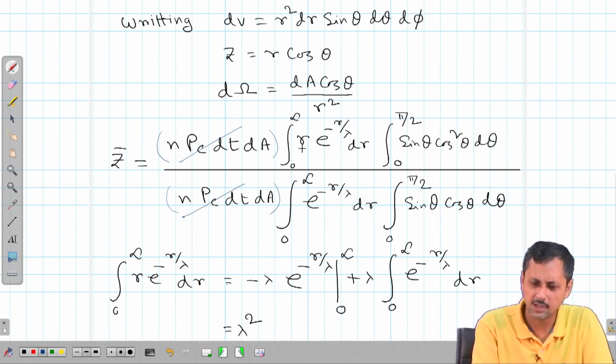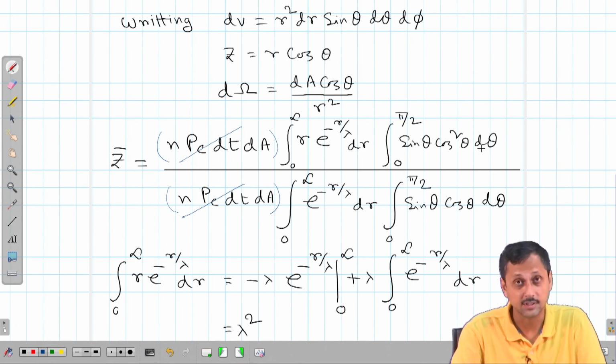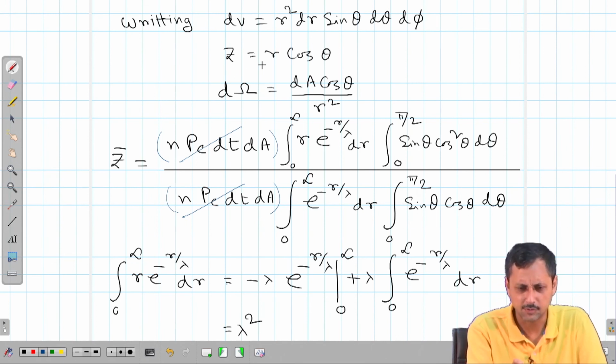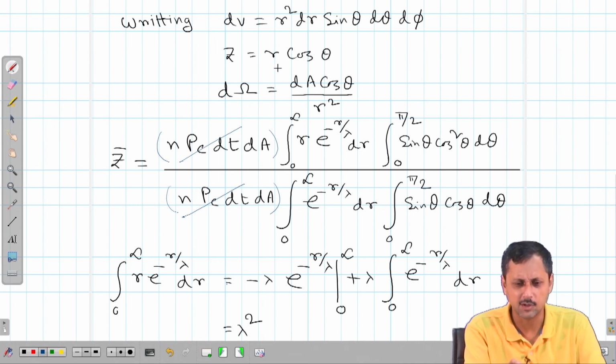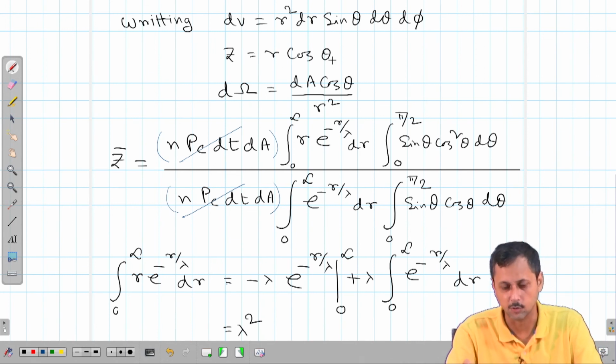leaving behind 0 to infinity r e to the power minus r by lambda dr and 0 to pi by 2 sin theta cos square theta d theta in the numerator, and in the denominator 0 to infinity e to the power minus r by lambda dr, because r is not there in the denominator, and of course there is 1 cos theta which is missing because we have z equal to r cos theta in the numerator, which is not present in the denominator. So, we have sin theta cos theta d theta.